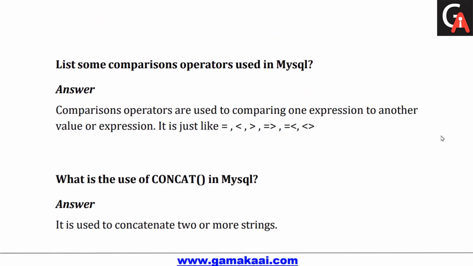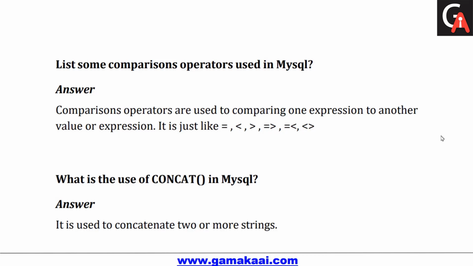List some of the comparison operators used in MySQL. In MySQL, we have different types of operators, such as logical operators, arithmetic operators, compound operators, and bitwise operators. In that we have one category of comparison operators, such as equal to, less than, greater than, greater than or equal to, less than or equal to, and not equal to. Basically these operators return true or false based on some condition. Let's take one example here. Suppose I have an age column and I take a condition in the where clause where age is greater than 18.